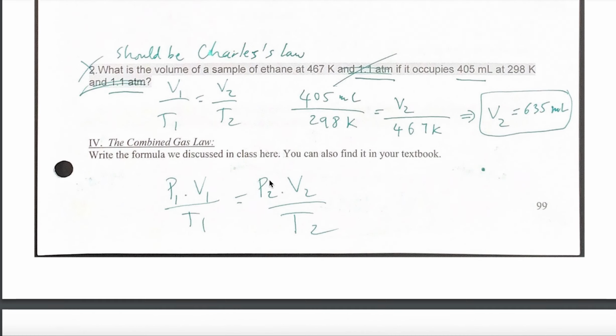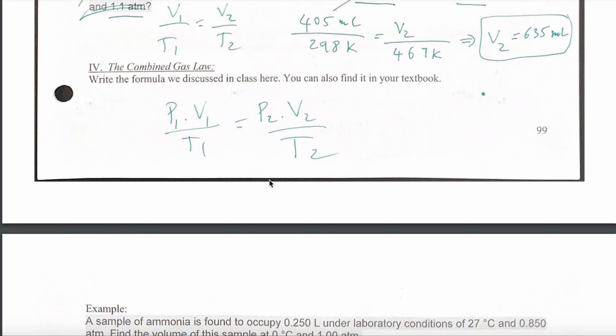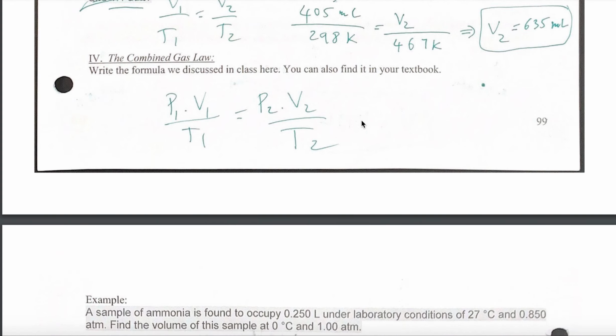So basically, the combined gas law has everything you need, and you can create Boyle's law, Charles' law, or Gay-Lussac's law based on just the combined gas law. Okay, just taking 2 parameters at a time, not all 3, not pressure, volume, and temperature together. Just consider 2 at a time, and you get those laws.